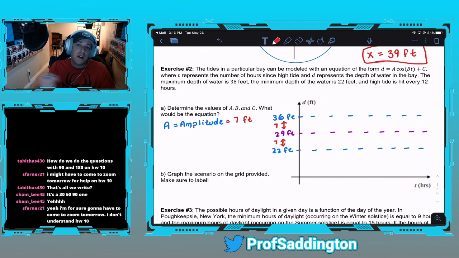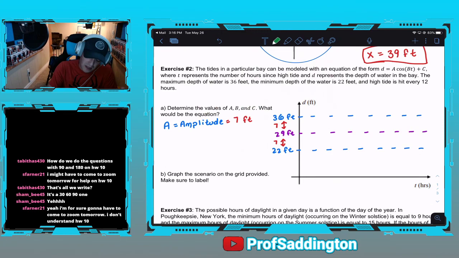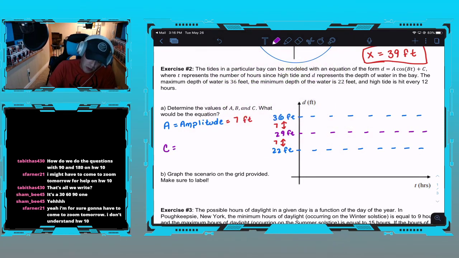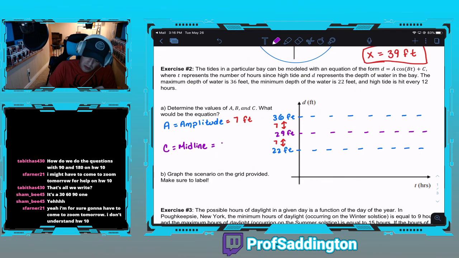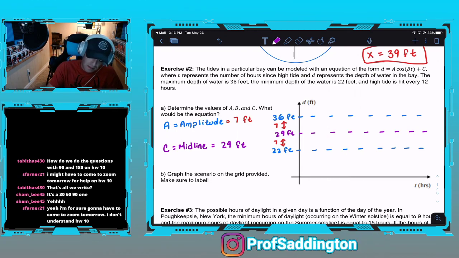That being said, we can also say what the midline is right now, because the C value represents the midline. I use pink for this. So C is equal to the midline. And we found the midline by doing the average, and the average was 29 feet. The last thing we got to do is figure out what the B value is going to be. And the B value determines the frequency.